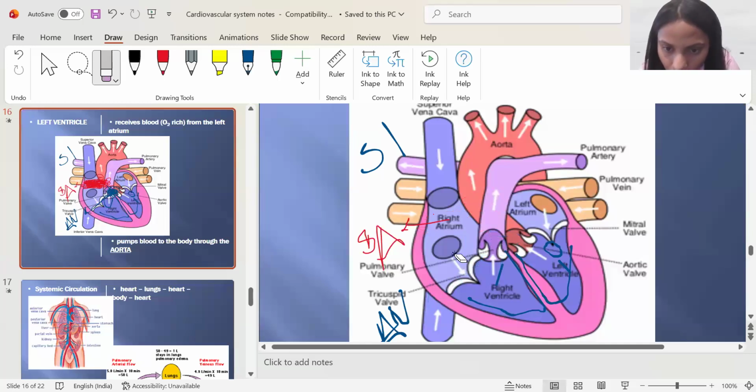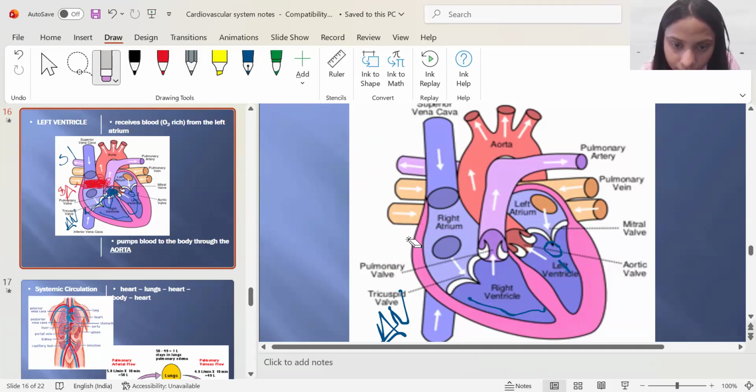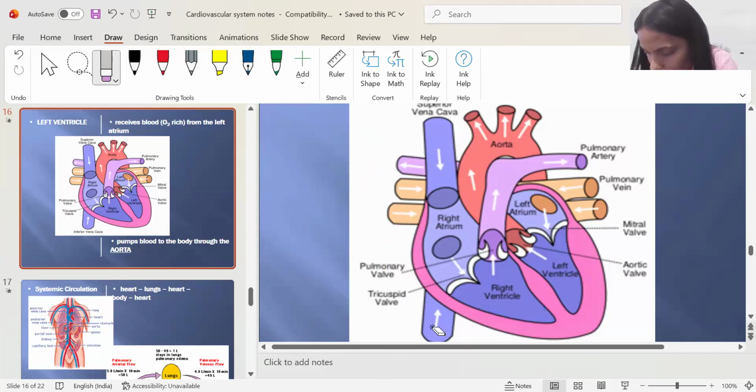This is an important question. When do these valves get closed? When the mitral valve and tricuspid valves are getting closed. Does anybody know this? No, ma'am.